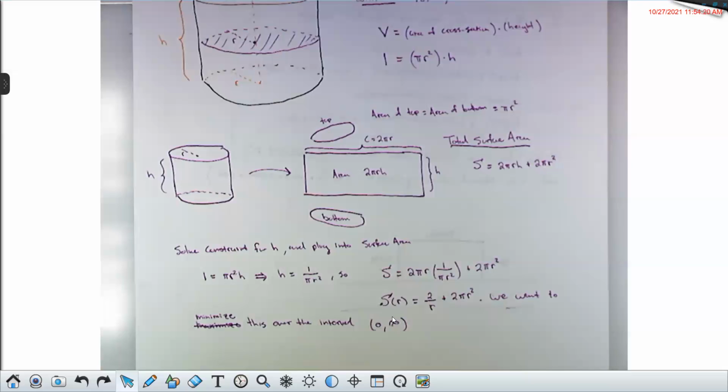0 to infinity, is it the r radius? Yes, these are the r values.